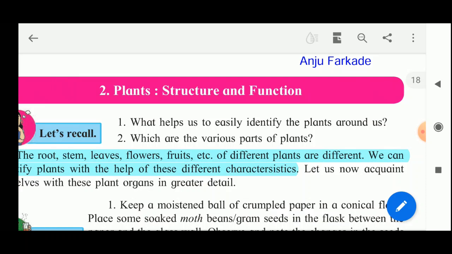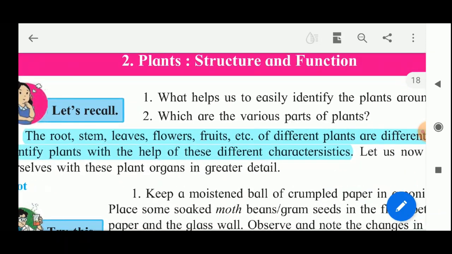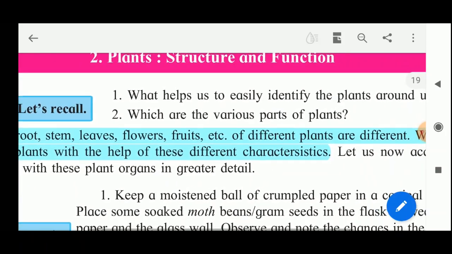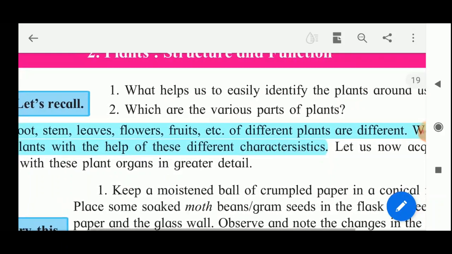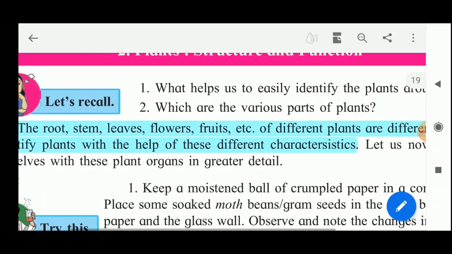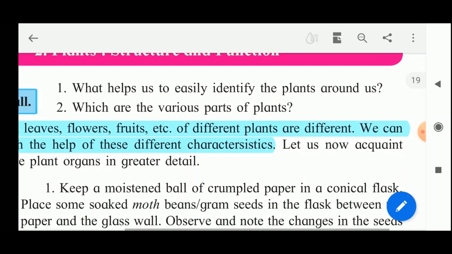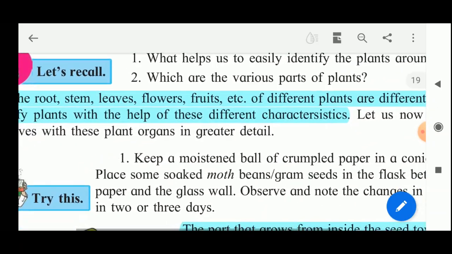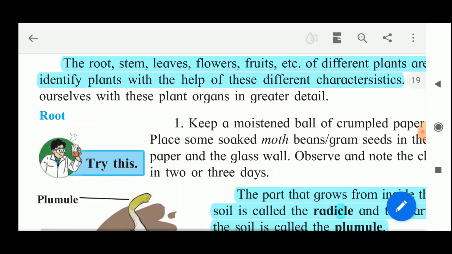Now, what are the various parts of the plant? The various parts of the plant are root, stem, leaves, flowers, and fruits. Thus we see that the root, stem, leaves, flowers, fruits, etc. of different plants are different. And seeing the different fruits, flowers, and leaves, we can identify the plant. Now, let us acquaint ourselves with these plant organs in greater detail.